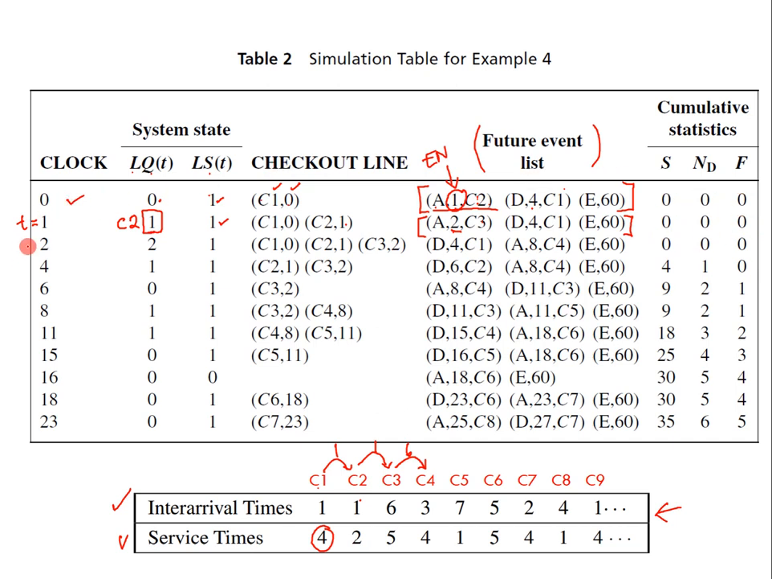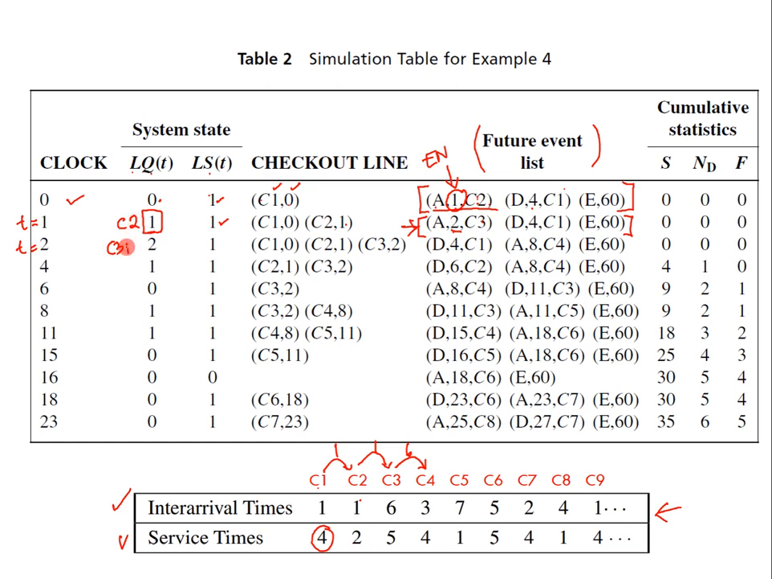Right now we are at time 1. So how do we advance to the next time? We check the future event list here. Which will occur first, arrival or departure? Departure happens at time 4, arrival occurs at time 2. So the next event will be at time 2. At time 2, we're going to have the arrival of customer 3.